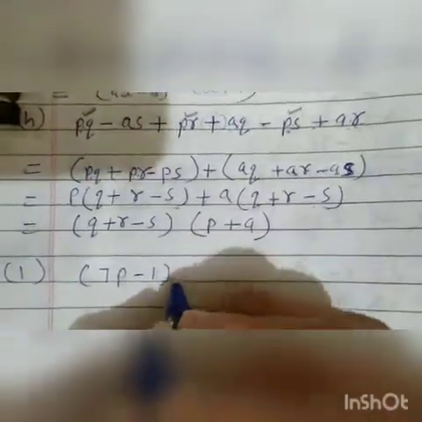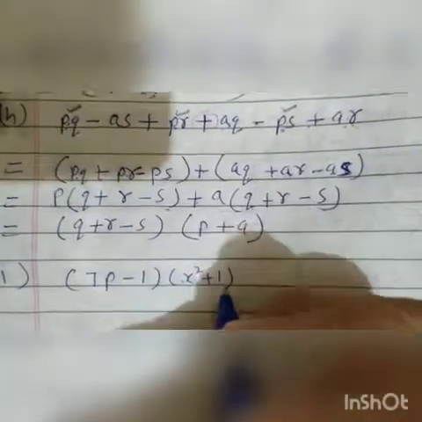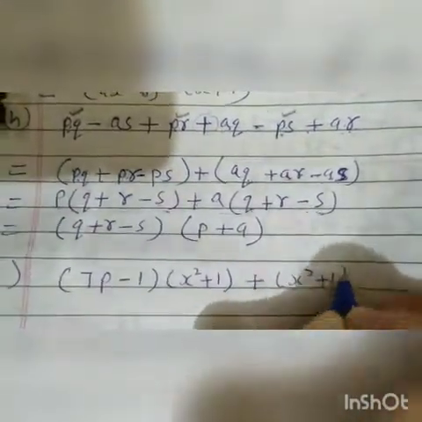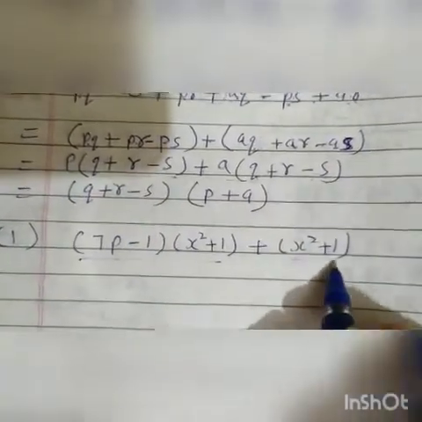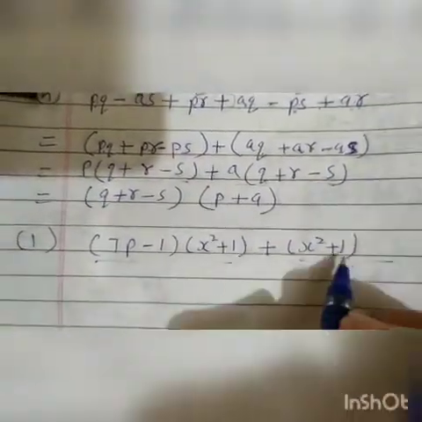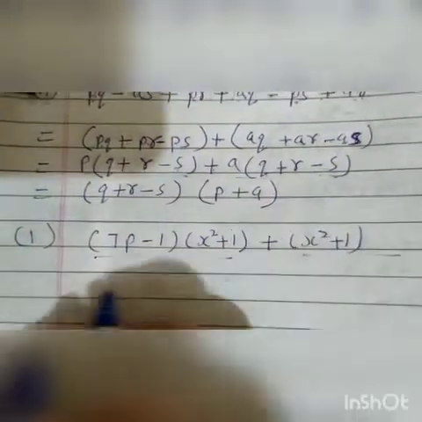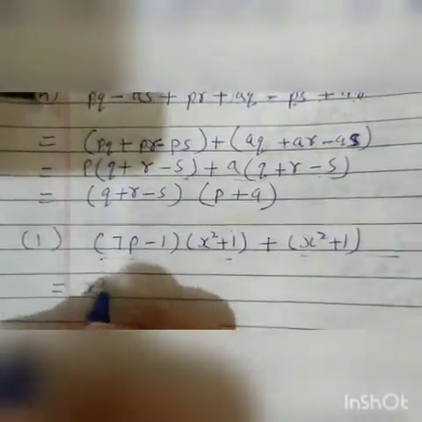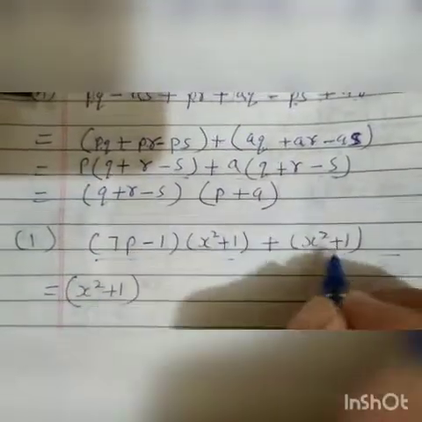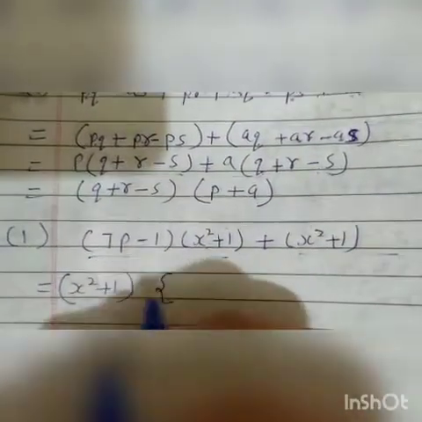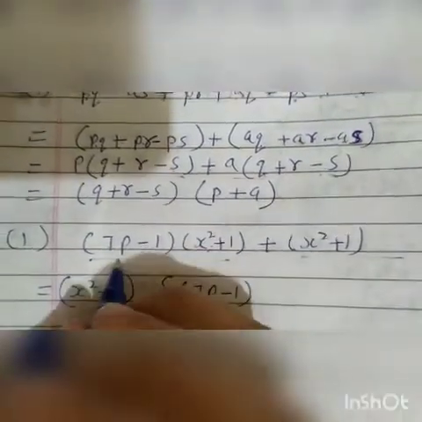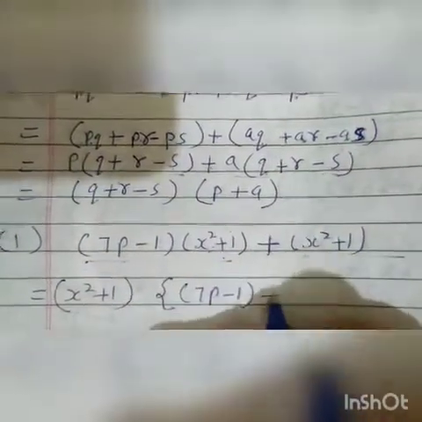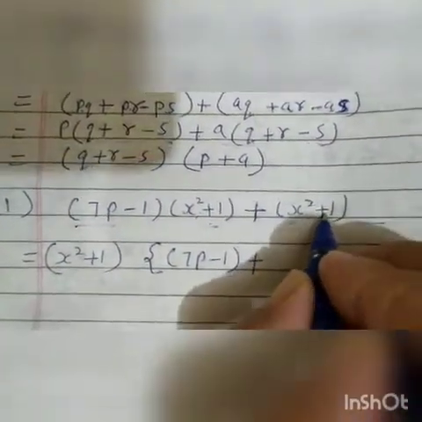The question is (7p − 1)(x² + 1) + (x² + 1). See again, this is the first term and this is the second term. If we compare these 2 terms, this x² + 1 is the same. So we will take x² + 1 as common from both terms. Then from the first term, what is left? 7p minus 1 is left from the first term. Then this plus sign.